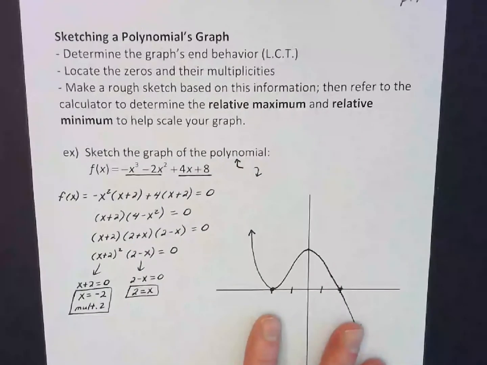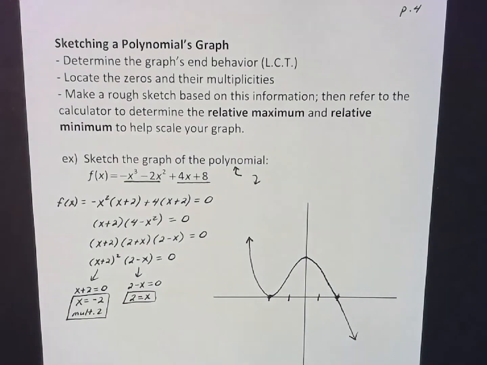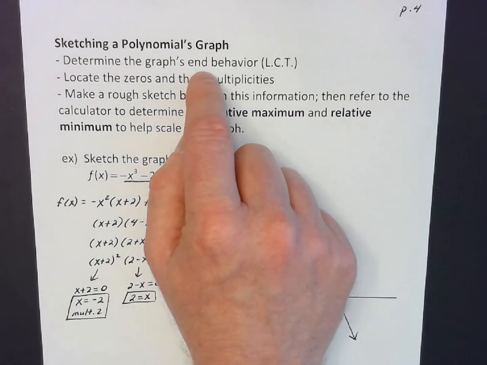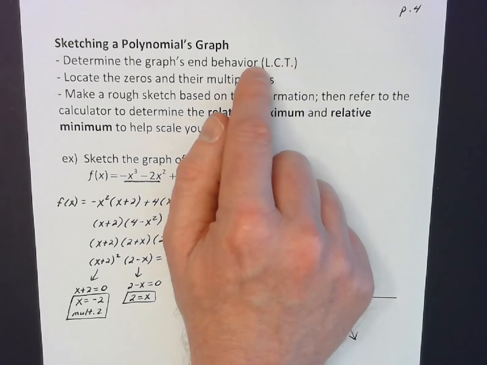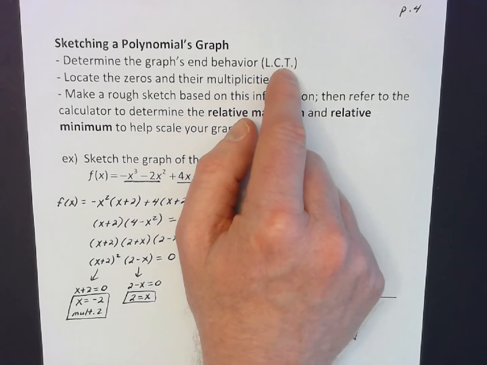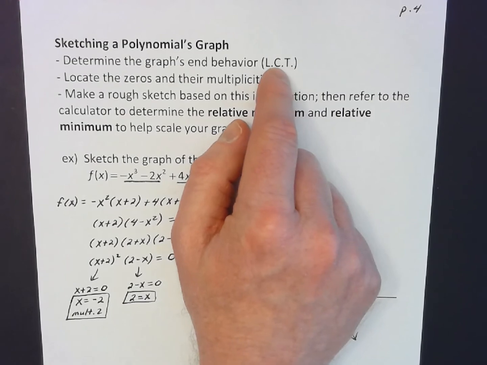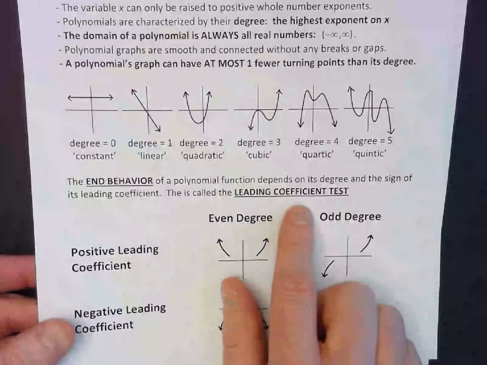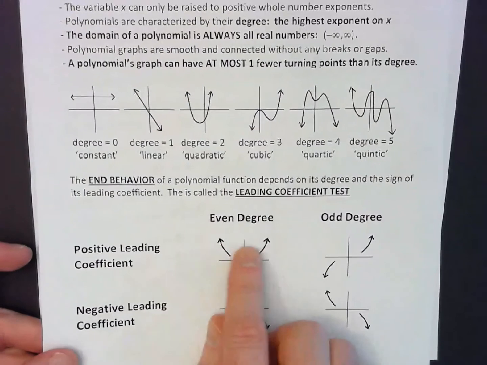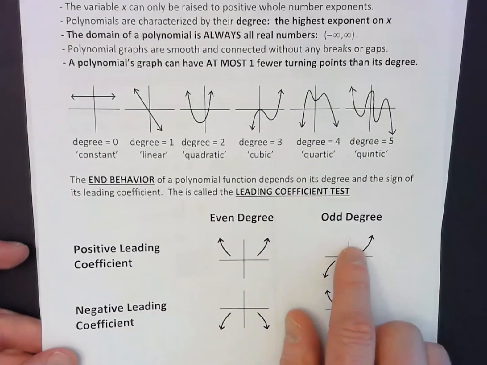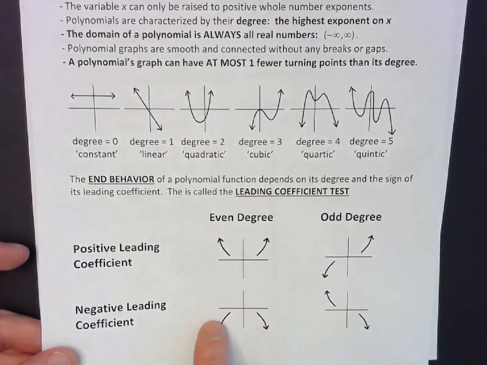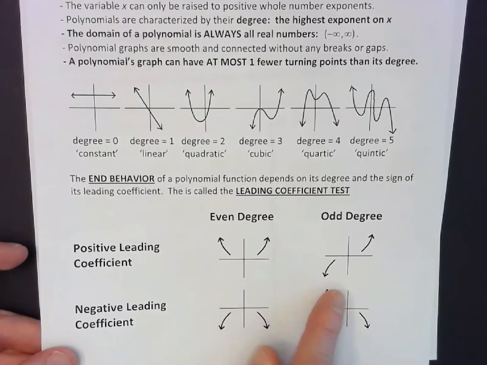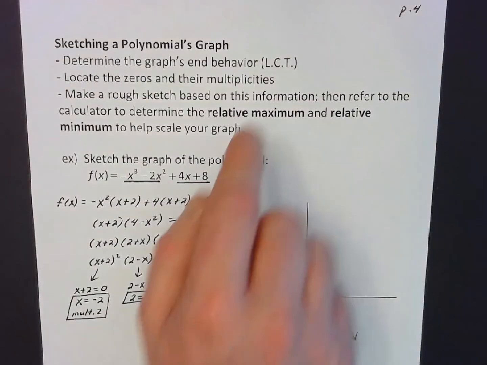Whenever we do this, guys, you're going to need to make sure you follow these steps. It really helps out. The first thing you need to know is the LCT, the leading coefficient test, that we discussed on the first page. The leading coefficient test says: if it's a positive even function, it starts high, finishes high. If it's a positive odd function, it starts low, finishes high. Negative even starts low, finishes low. Negative odd starts high, finishes low. So you're going to do that first.